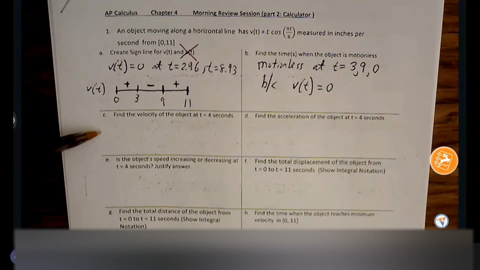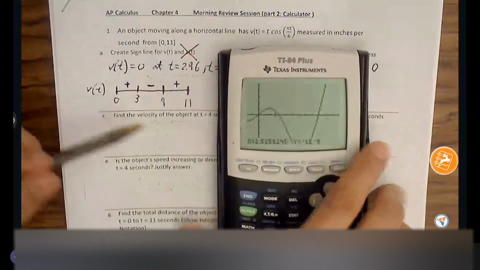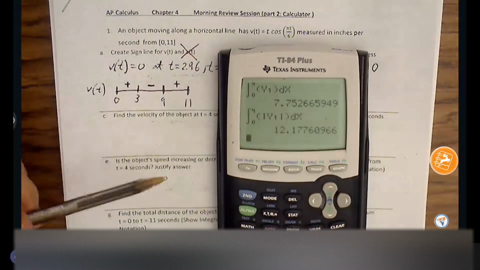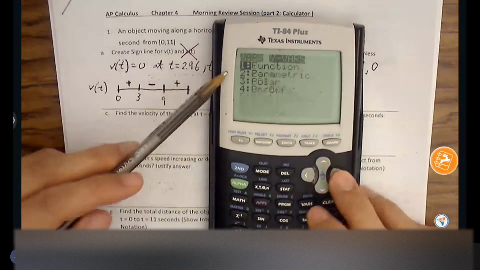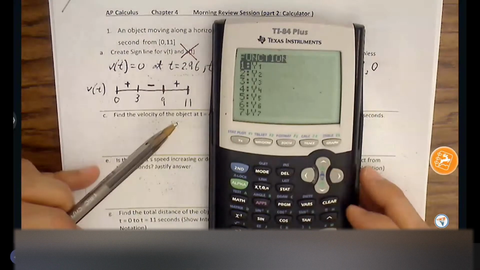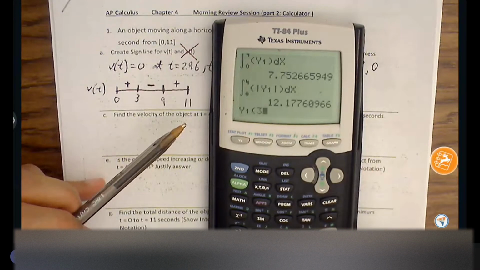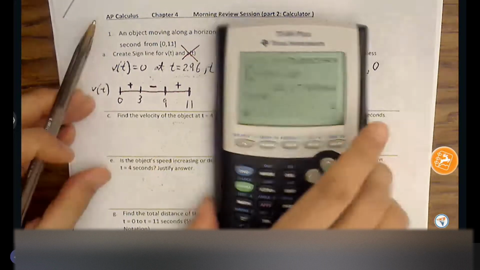Okay, part C, find the velocity at t equals 4. So we have the velocity function stored under y1. So I'm just going to call the velocity function: vars, y-vars, function, parentheses 4, sorry. And I get negative 2.